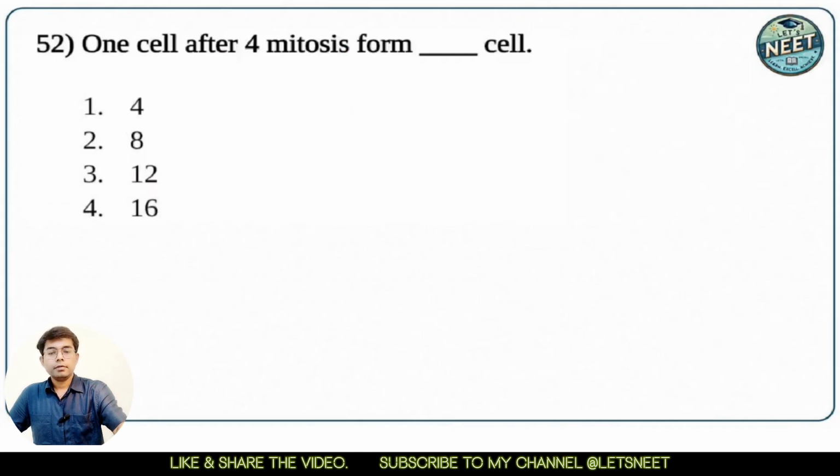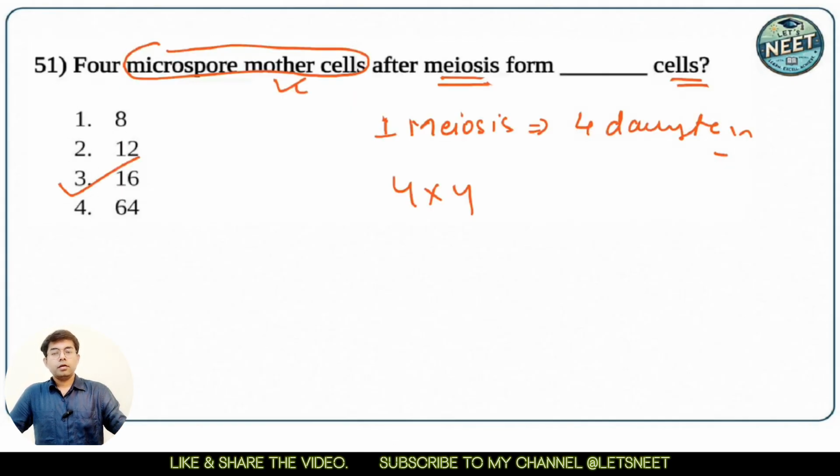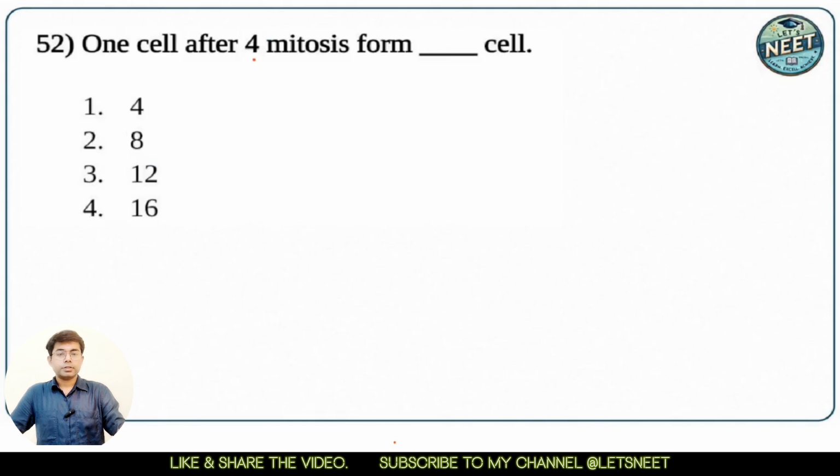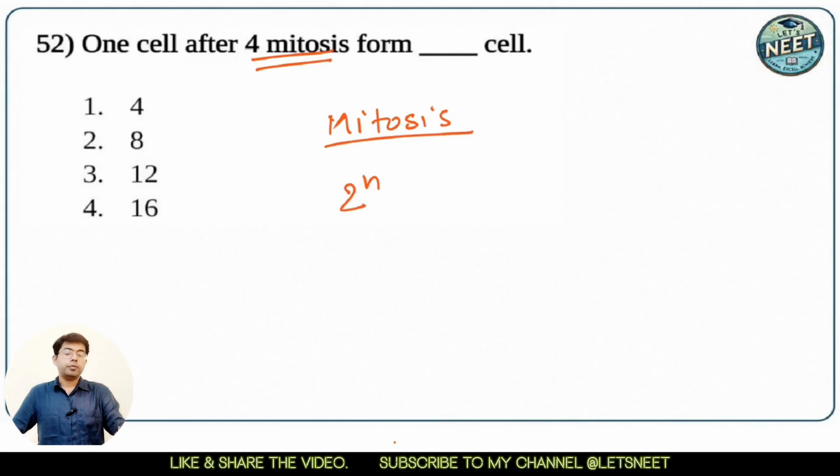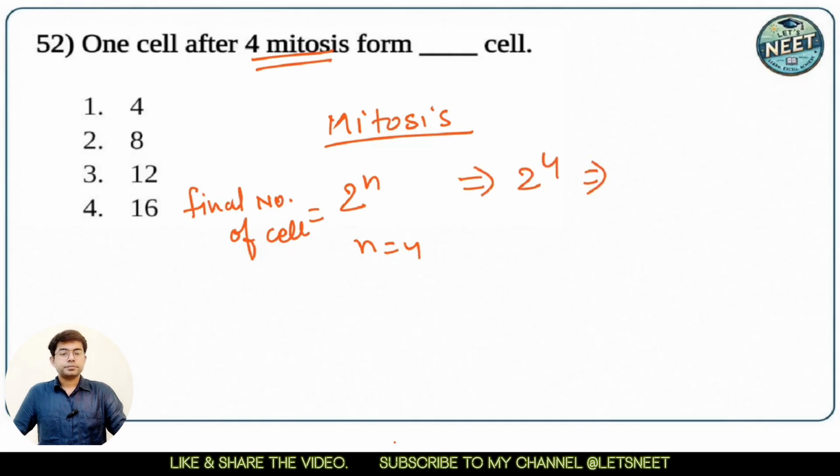Then here if we see further, one cell after 4 mitoses forms how many cells? See here, for mitosis the formula is simple. If it says after 4 mitoses, the formula is 2 to the power n. So the final number of cells is equal to 2 to the power n. Now n is the number of mitoses, so here n is equal to 4, so the number of cells will be 2 to the power 4, right? So it will be 16. Such a simple formula, remember, 2 to the power n.